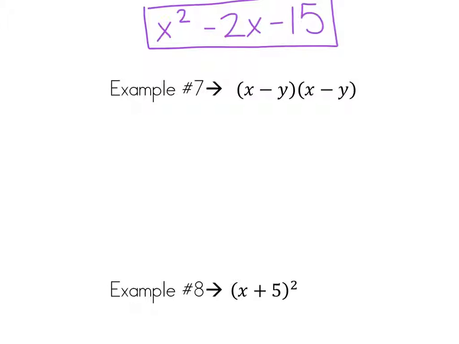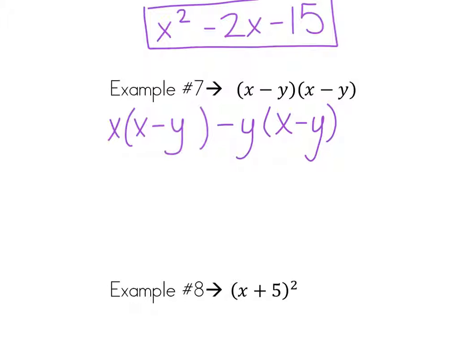Example 7 is just like example number 6, except we have 2 variables now instead of a variable and a constant. We're going to do the same thing. I have to take my x of my first binomial and multiply it by the entire second binomial. So here I took this x and multiplied it by this. Now I'm going to take my negative y and multiply it by that as well. So minus y all times x minus y. And we'll now distribute, double distributing.